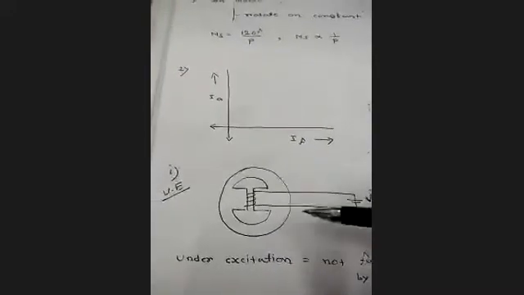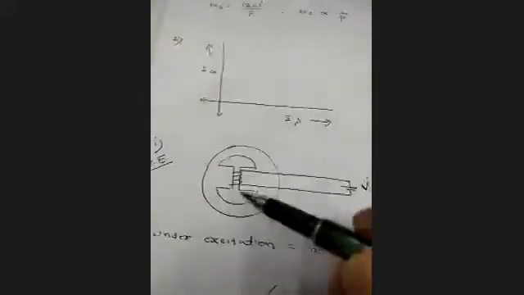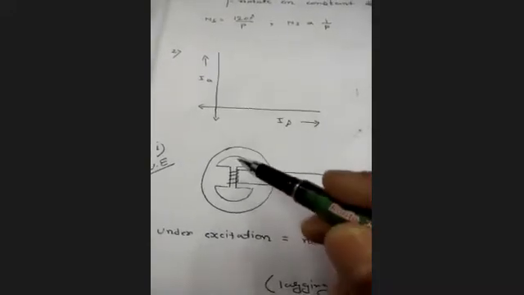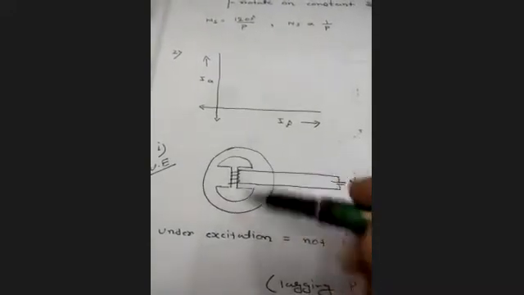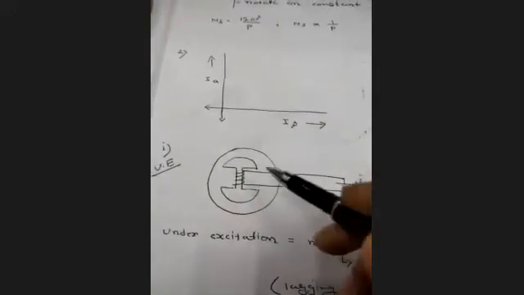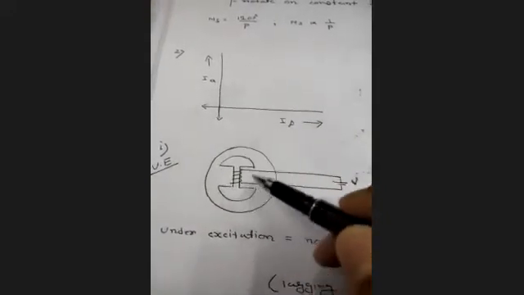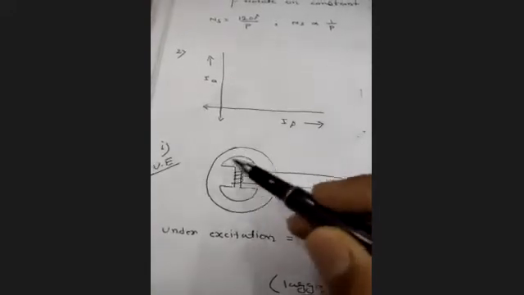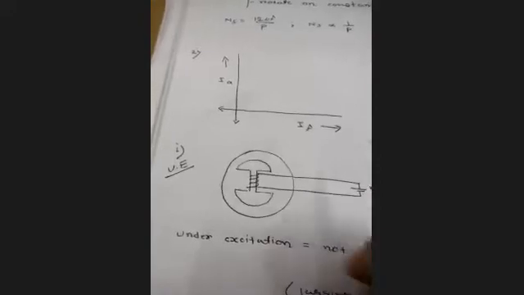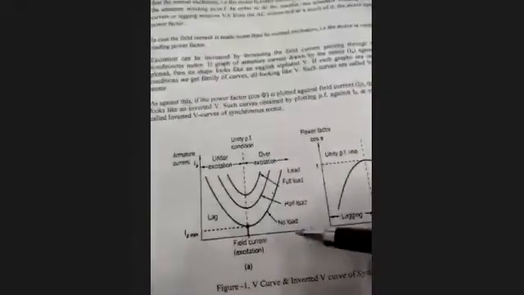The third condition is over excitation. In over excitation, when we supply DC to the field of the synchronous machine, the generated flux fills the air gap and goes into the supply, and that is the leading power factor. You can see the curve in the manual. This is the curve of armature current versus field current.